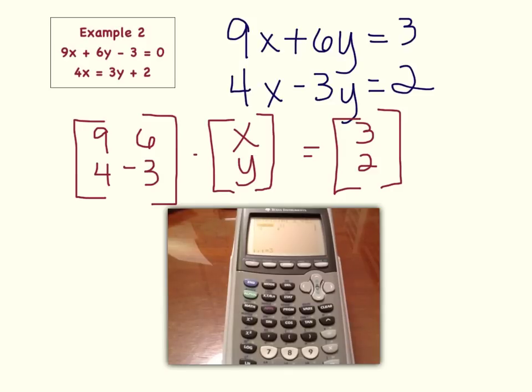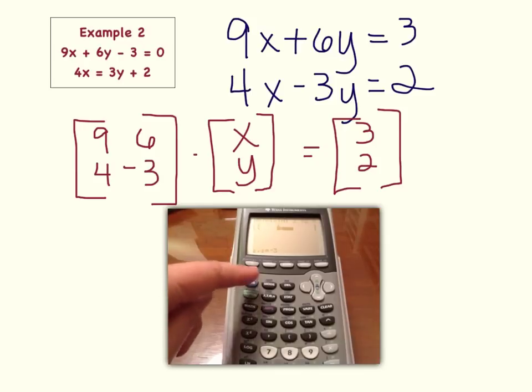And now I need to type in my new information. If you can see my calculator screen, it has the information from the last matrix that we did. So make sure that you don't just automatically use those numbers, okay? So this one's going to be 9, enter, 6, enter, 4, enter, negative 3, enter.